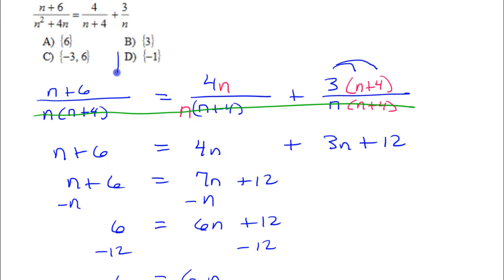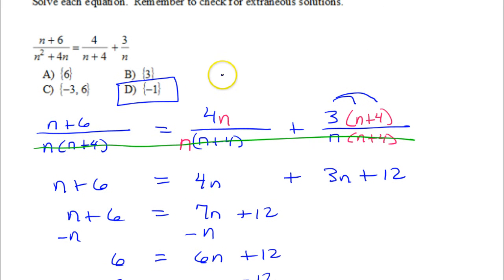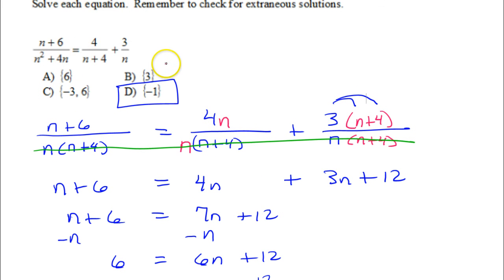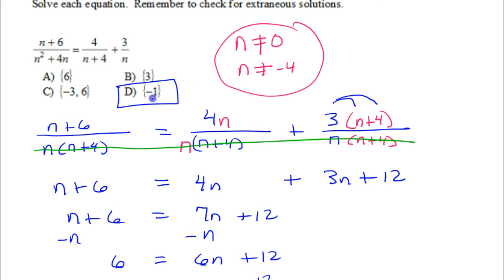Okay, so the answer is probably D, but let's just be careful that negative 1 is not one of our restricted values. So looking at the denominator, remember those factors that we had? Based on the n factor, I know that n cannot equal 0. Because of the n plus 4 factor, I know that n cannot equal negative 4. These are excluded. But negative 1 is just fine, so the answer is D.